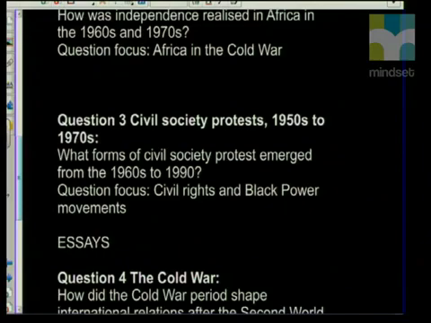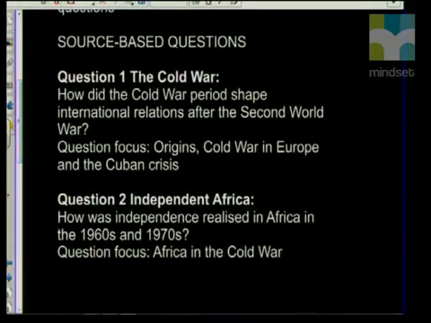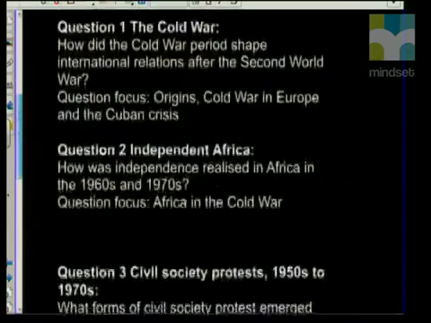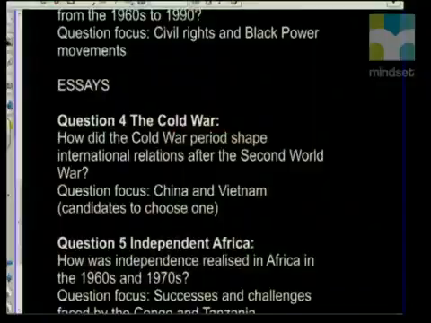And then the second part of this paper. Now remember I told you that there's a choice. If I can quickly go back, for source-based there are 3 questions and you need to answer 1. You can do the Cold War or independent Africa, or you can choose civil society protests. And then you move on to the second part of this paper, which is essay writing. Question 4 will be the Cold War. The focus there will be China and Vietnam.